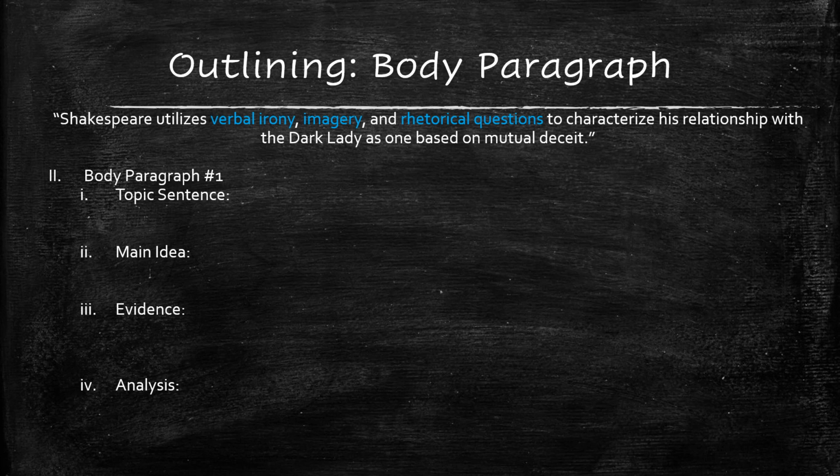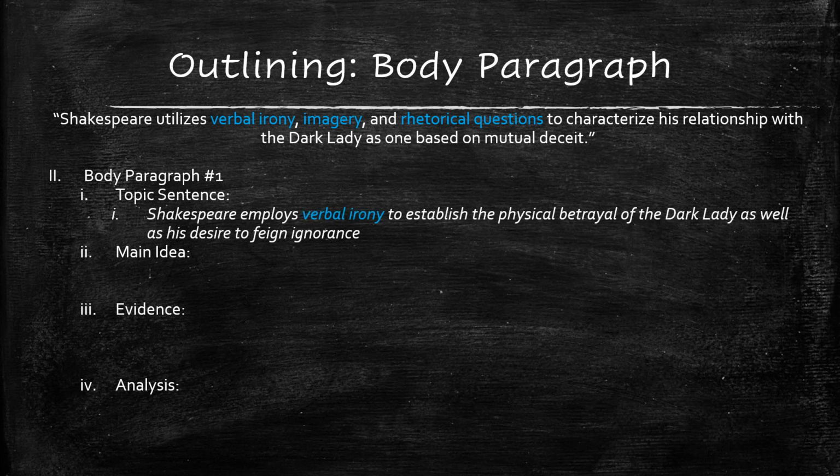Remember, a topic sentence is simply how I take the central topic I'm discussing based on that first reason, here verbal irony, and show you how I plan to discuss it. For example, Shakespeare employs verbal irony to establish the physical betrayal of the Dark Lady as well as his desire to feign ignorance. So here I'm telling you the reason or the topic I'm going to use to discuss my central claim, this mutual deceit that's shown through this physical betrayal of the Dark Lady, but also the speaker's desire to pretend ignorance.